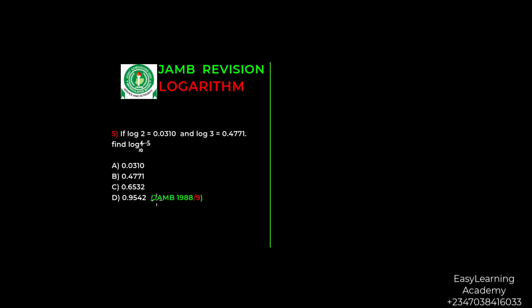In this class, we are taking a JAMB past question from 1988. That was question number 9, and we are asked, if log 2 is equal to 0.0310 and log 3 is equal to 0.4771, find log 4.5 base 10.